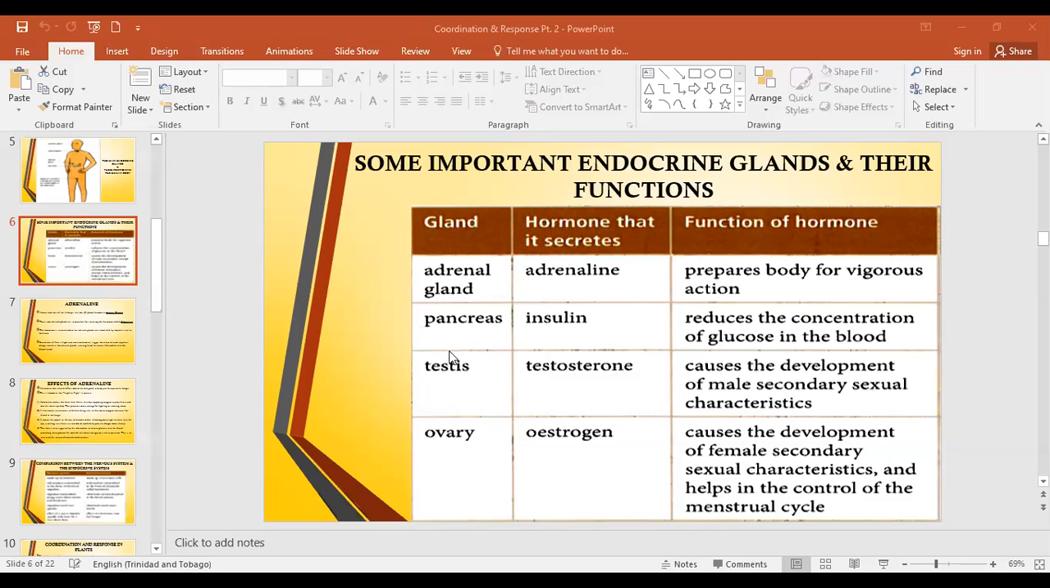Right, so here we have your glands, the hormones that are secreted, and the functions. Your adrenal glands, for example, are responsible for producing adrenaline, and that prepares your body for vigorous action. You know how you typically talk about an adrenaline rush?